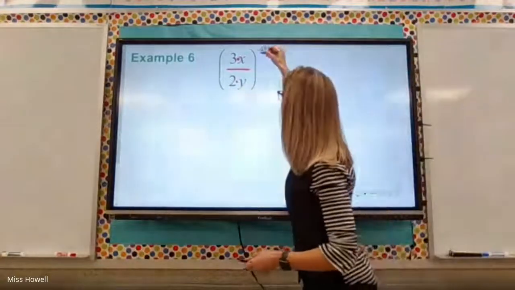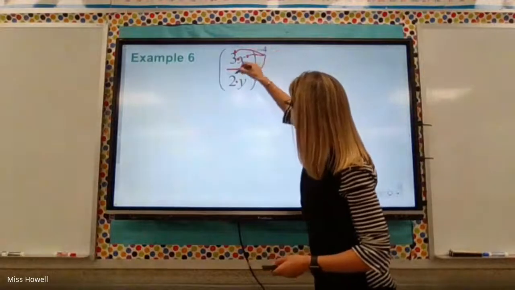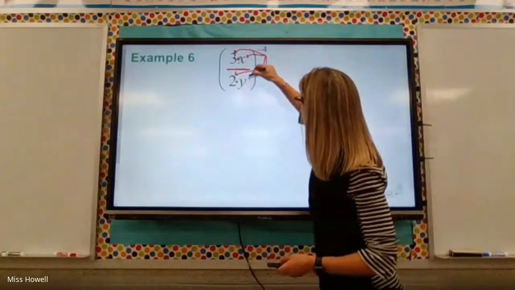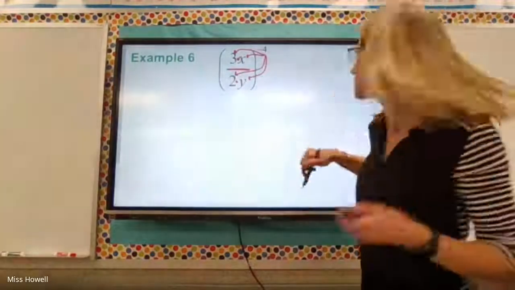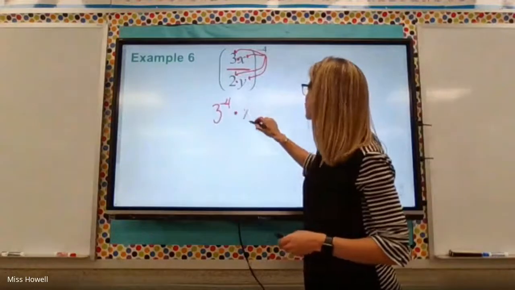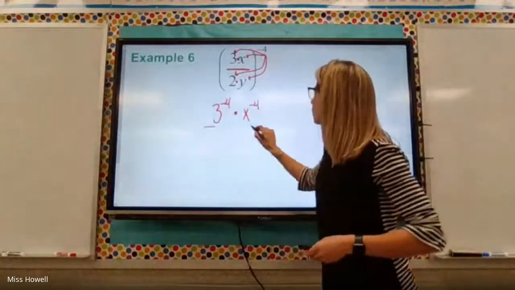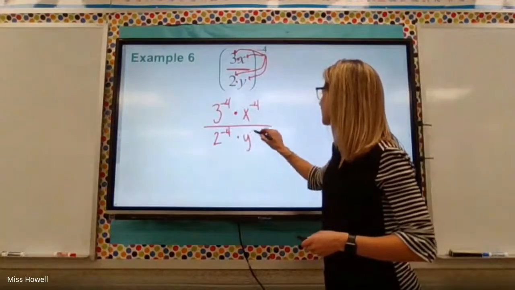All right, this -4 goes to the 3. It goes to the x. It goes to this 2, and it's going to go to this y. And that'll help us start to simplify by removing the parentheses. So we have 3 to the -4 times an x to the -4 over a 2 to the -4 times a y to the -4.